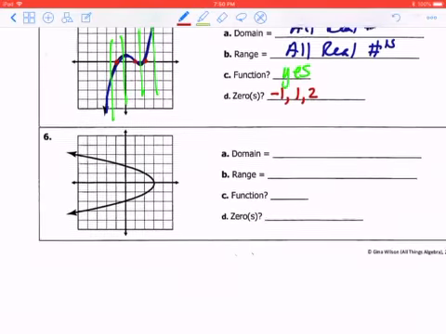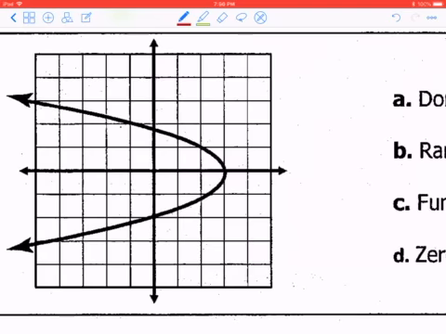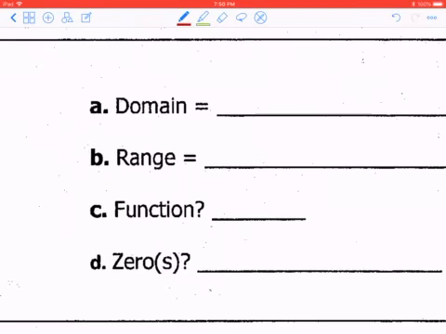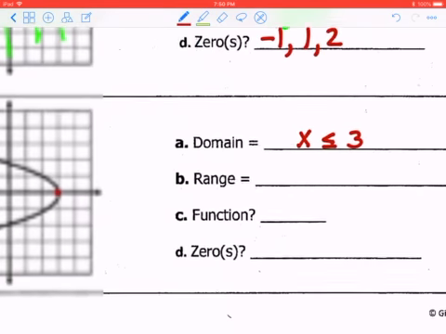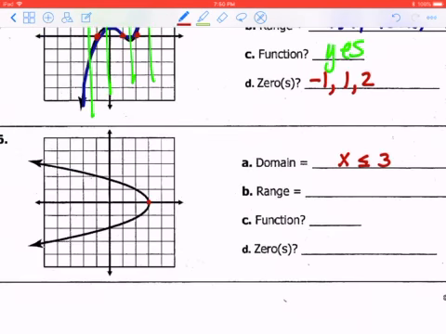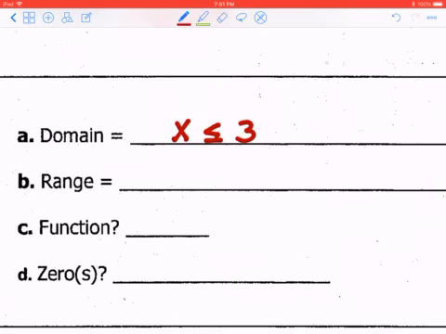When we look at this next graph, when I look at the domain, it starts here, and then it goes to the left. So x is less than or equal to 3, because it's every value less than 3. When I look at the range, this graph is going to keep growing, so it's going to be all real numbers.